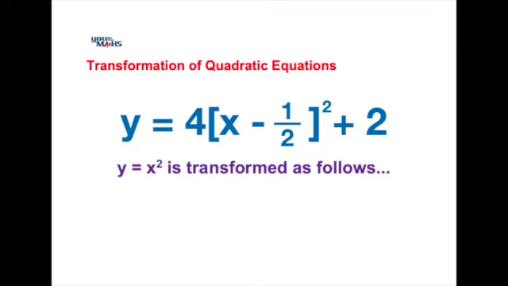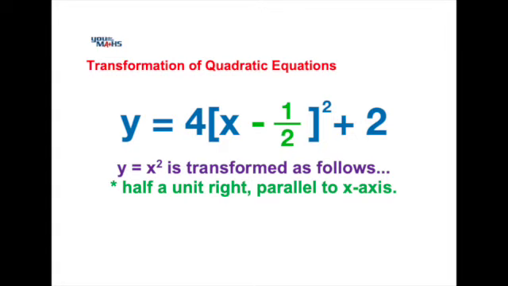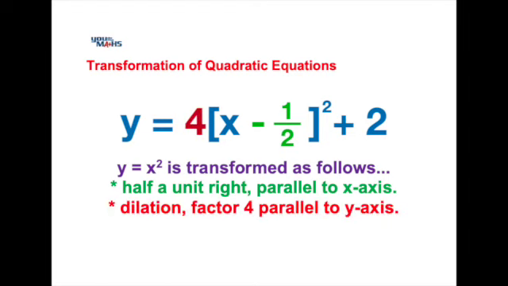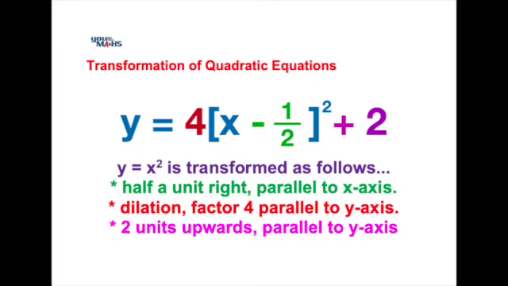So the first transformation, because there's a minus a half, indicates that the graph has moved half a unit right, parallel to the x-axis. The next change we can see is that there's a 4 outside of the bracket squared. This is going to create a vertical dilation by a factor of 4, in other words, parallel to the y-axis. And the last change we can see is the plus 2 at the end of our equation. This will indicate a vertical translation, in other words, everything on the graph moves up 2 units parallel to the y-axis.